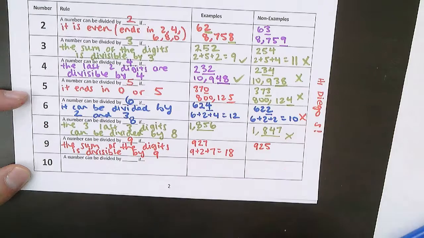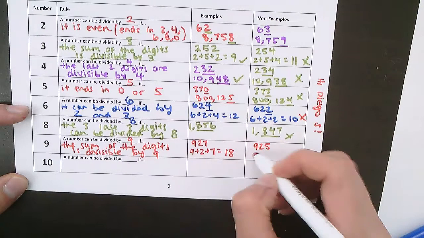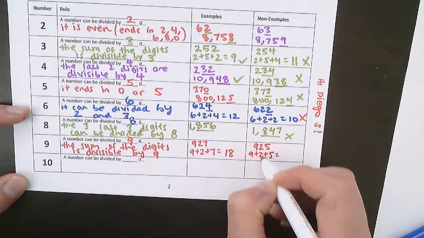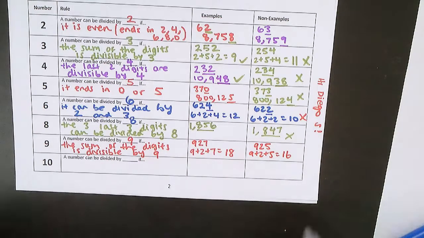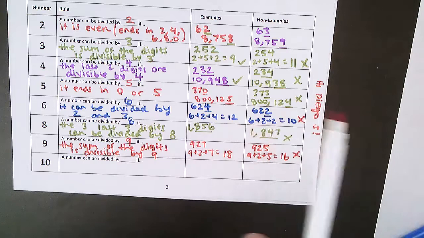Now, let's say our number was 925. We would add up the digits to see if it can be divided by 9. 9 plus 2 plus 5. 9 plus 2 is 11. 11 plus 5 is 16. Can I divide 16 by 9? I can't. So that means 925 is not divisible by 9.